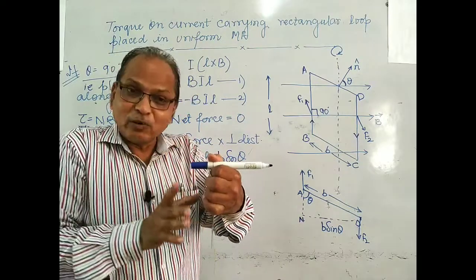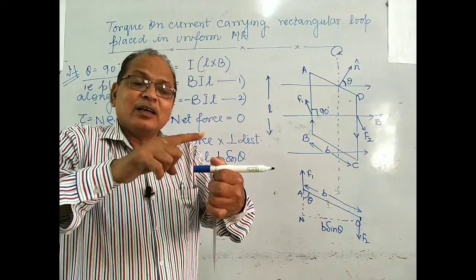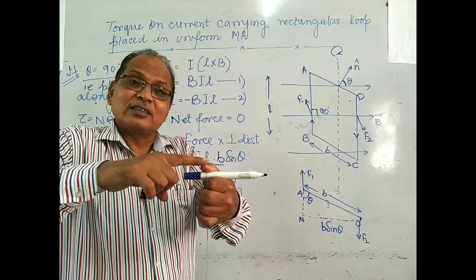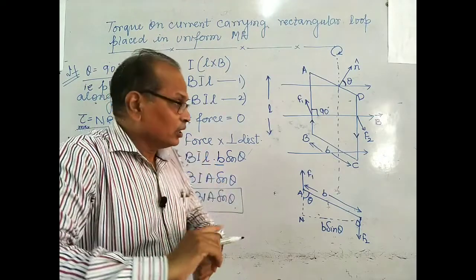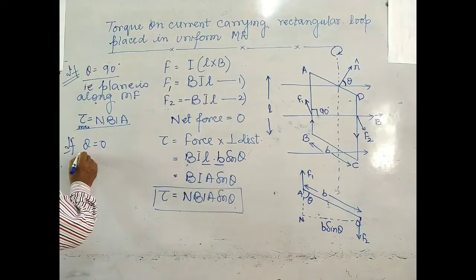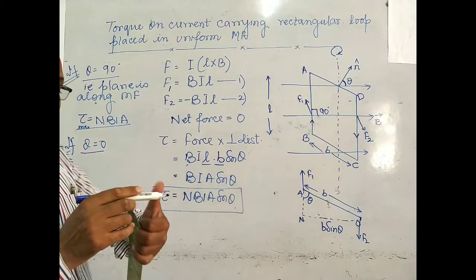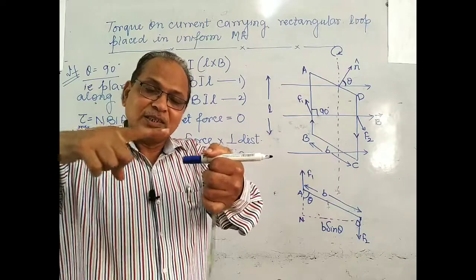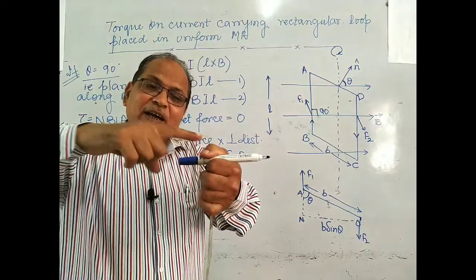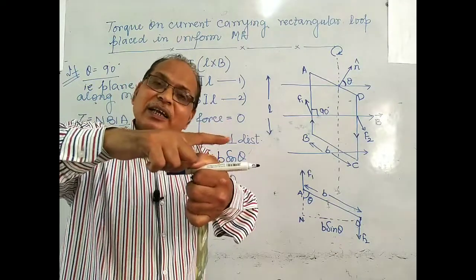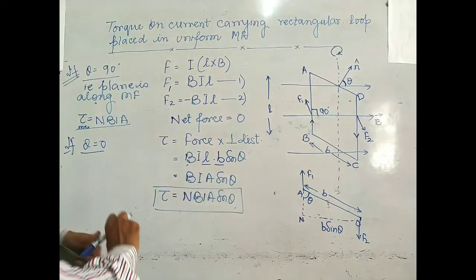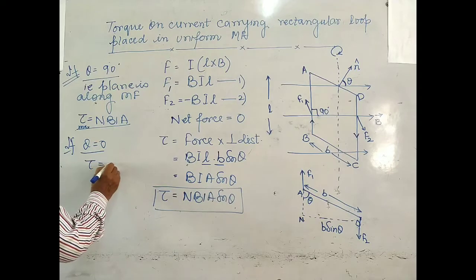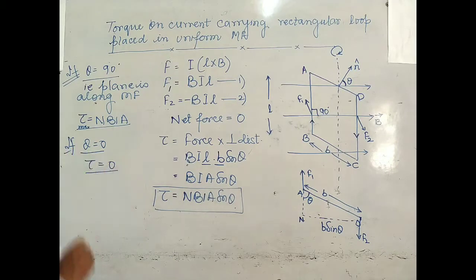But what about this plane? Plane makes an angle 90 degree with the magnetic field lines. If theta is 0, that is normal to the plane, this is the plane, this is the normal, this is the magnetic field. Magnetic field and the normal make an angle 0. Theta is 0, sin 0 is 0, so torque will also be 0.